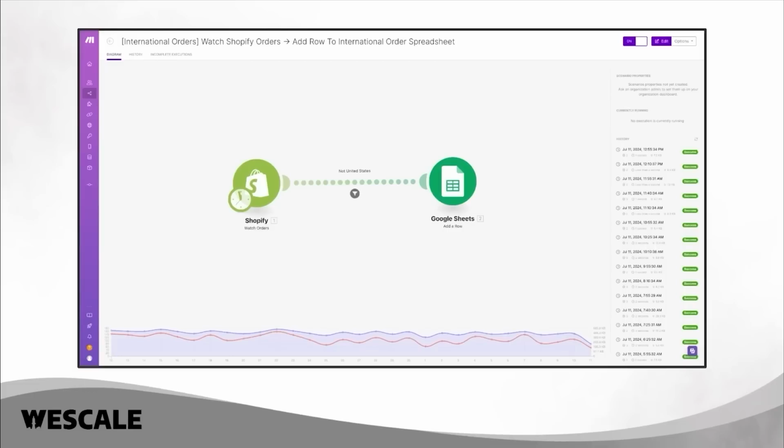And the way we do that automatically, without having to manually filter this every single day, is we use Make. The setup that we have works really, really well, and it's a very simple automation. We just have 2 steps. There's some setup to this, like you have to connect your Shopify store and Google Sheets. But what this automation is basically doing is watching our Shopify store, and anytime a new order comes in, it's filtering to pull orders that are not from the United States. And then anytime it finds one of those orders, it adds a row to a Google Sheet.